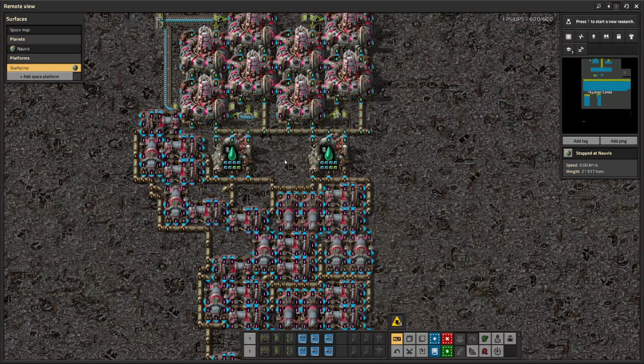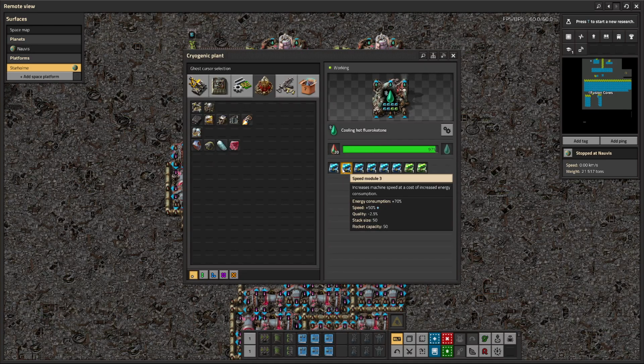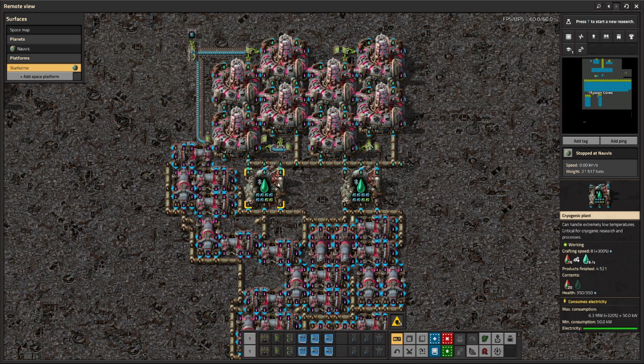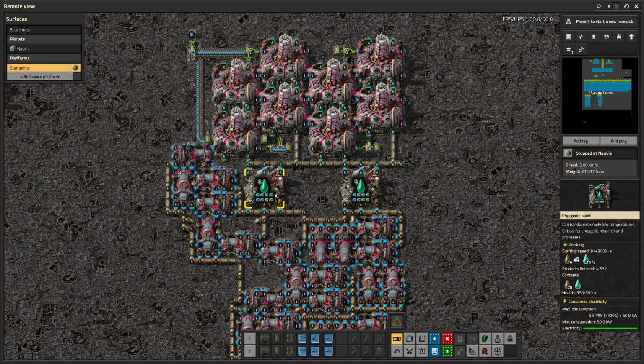If you remember from the start of the video, I said that each plant can handle 1, so if you put 3 sets of speed modules, which each increase 50%, so 6, 300%, 4 times, basically means if you have these modules in there, every 4 reactors is going to correspond to 1 cryogenic plant.